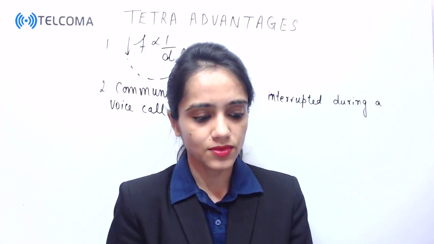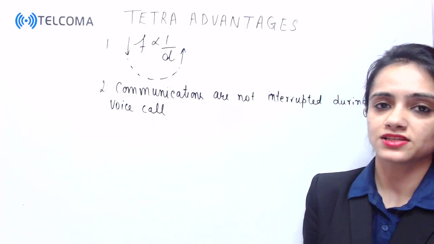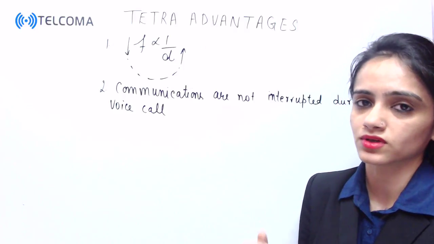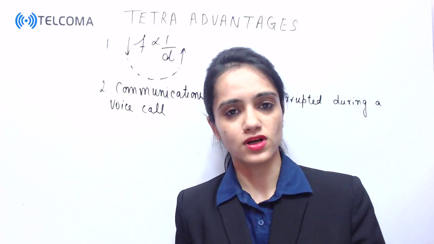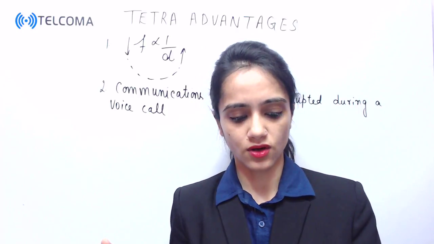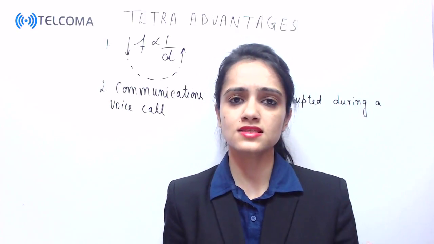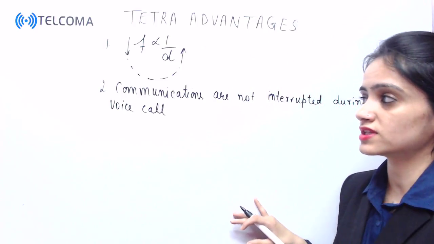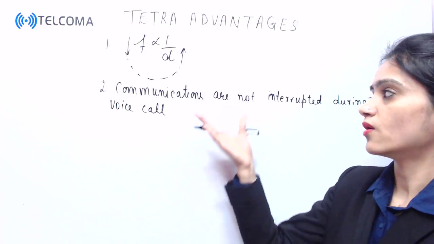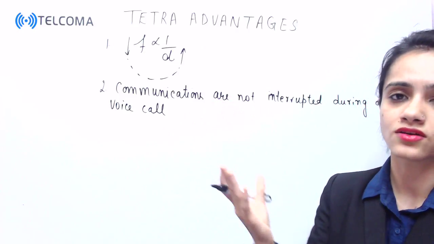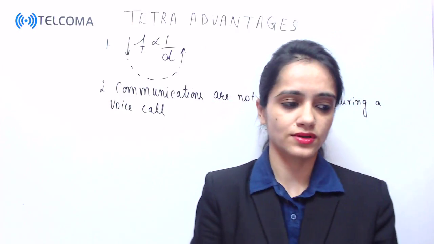It allows a number of fallback modes, such as the ability for a base station to process local calls. So we are having mission critical networks with the help of TETRA technology. So this is the second advantage of TETRA technology, that because of this we are having mission critical services, and communications are not interrupted during a voice call.